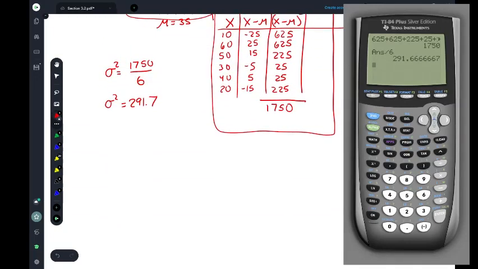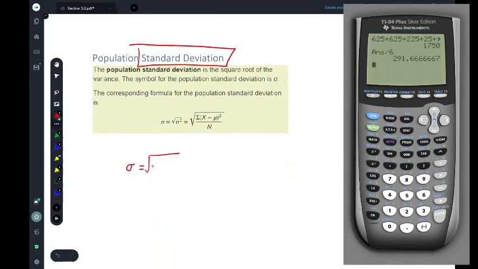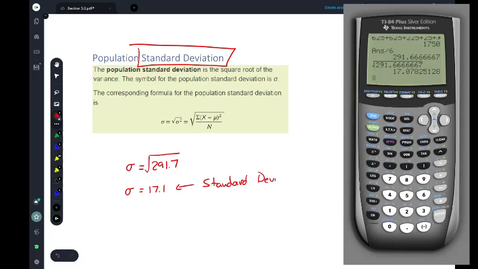If I go up here, my variance was 291.7. So let's find what is the square root of that value, the 291.7. We'll use the full value here. 17 point, I'm going to round to 1. So sigma equals 17.1. This right here is my standard deviation.